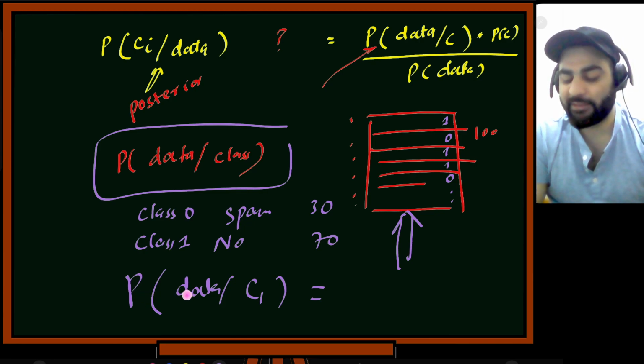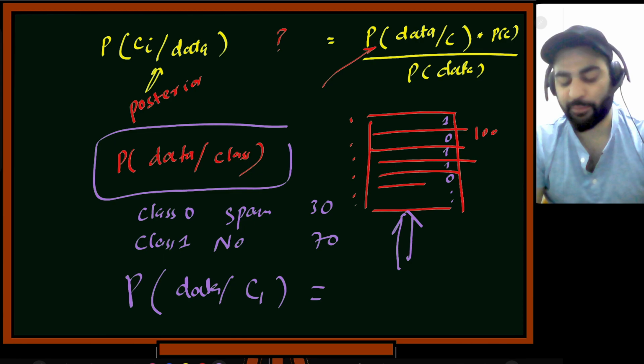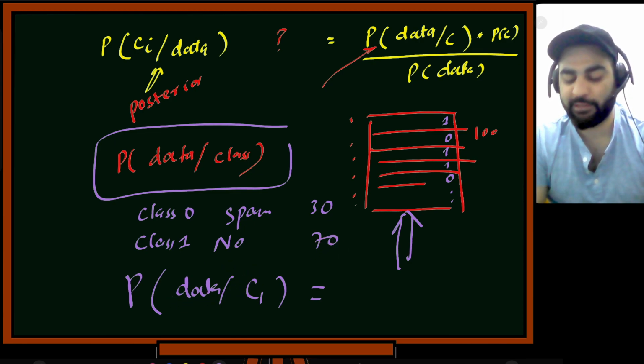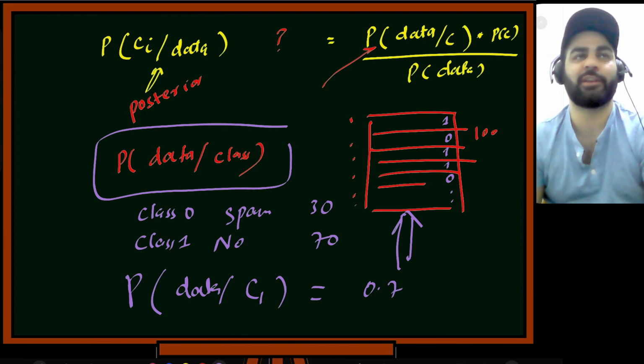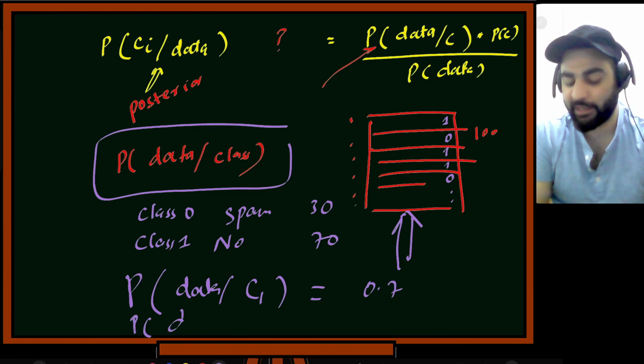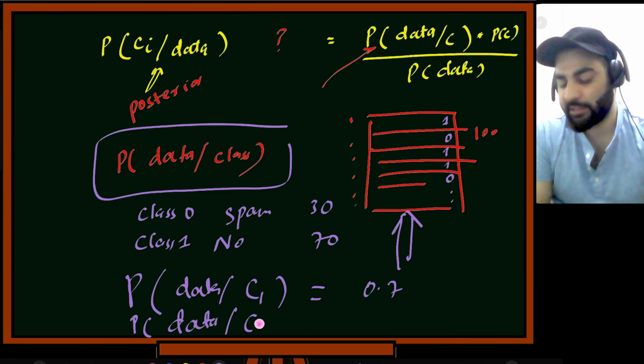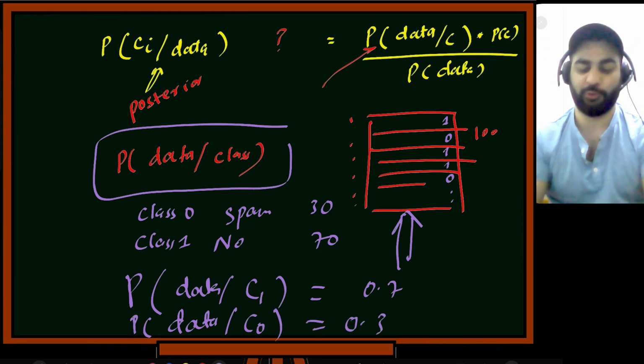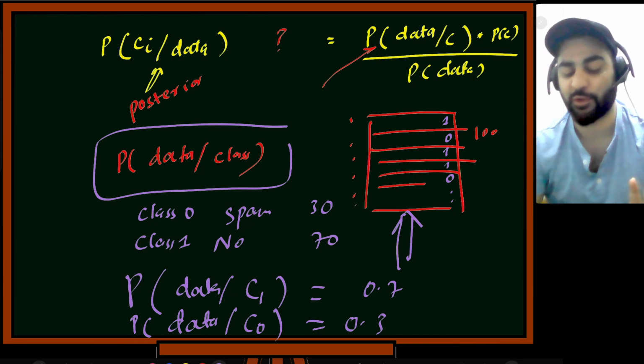So probability given the data. Now you have this data. What's the probability that we have this data given class 1? You saw that we have 70 points, so 0.7 is the probability. This is easy to compute. Again, the probability of the same data given that it's class 0 is 0.3. So this is the meaning of likelihood. How likely is the data? That's why it's called likelihood.